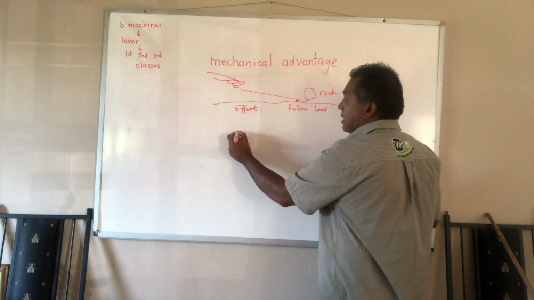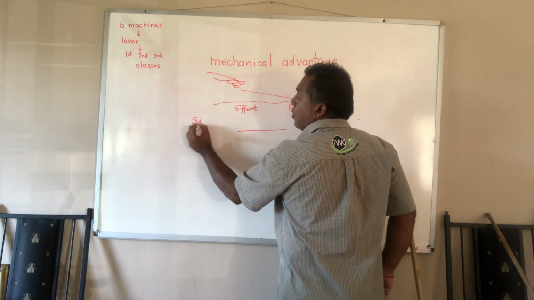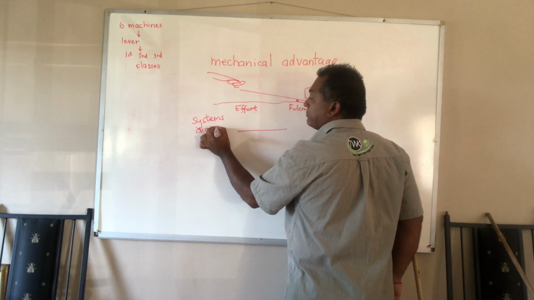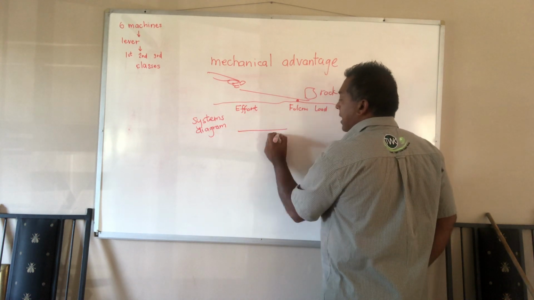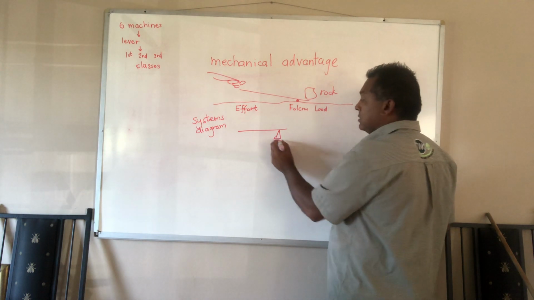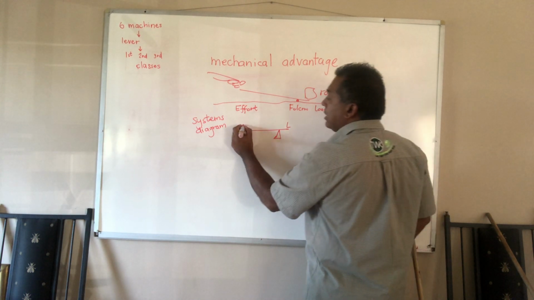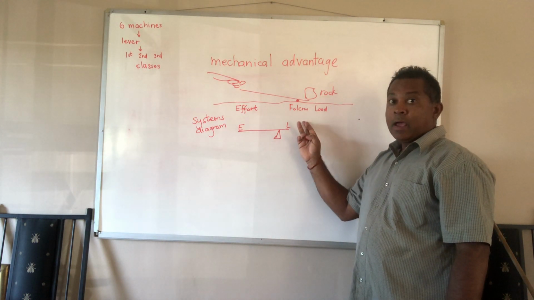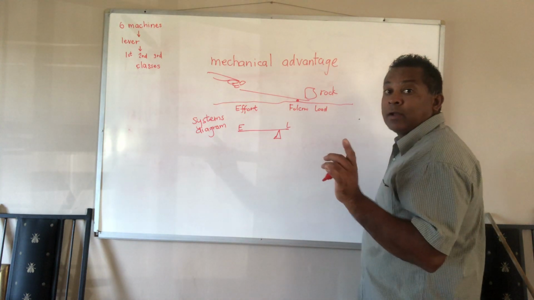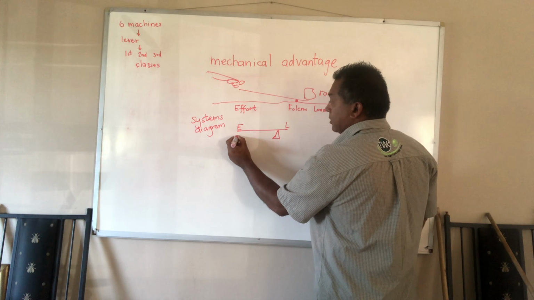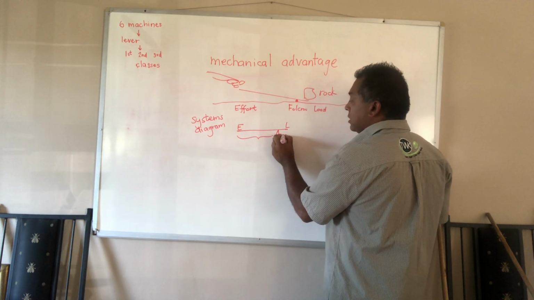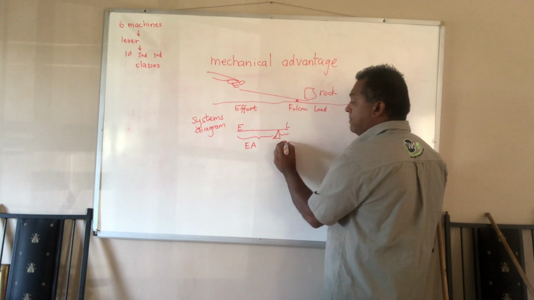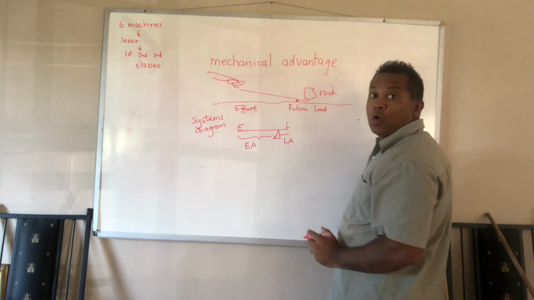Now I'm going to take that and convert it into what we call a system diagram. The system diagram will be shown like that. So here we have it: E, fulcrum, and load. Do you notice I didn't write the letter F? Look at that distance, and then look at that distance. That part is called the effort arm, and that part is called the load arm.